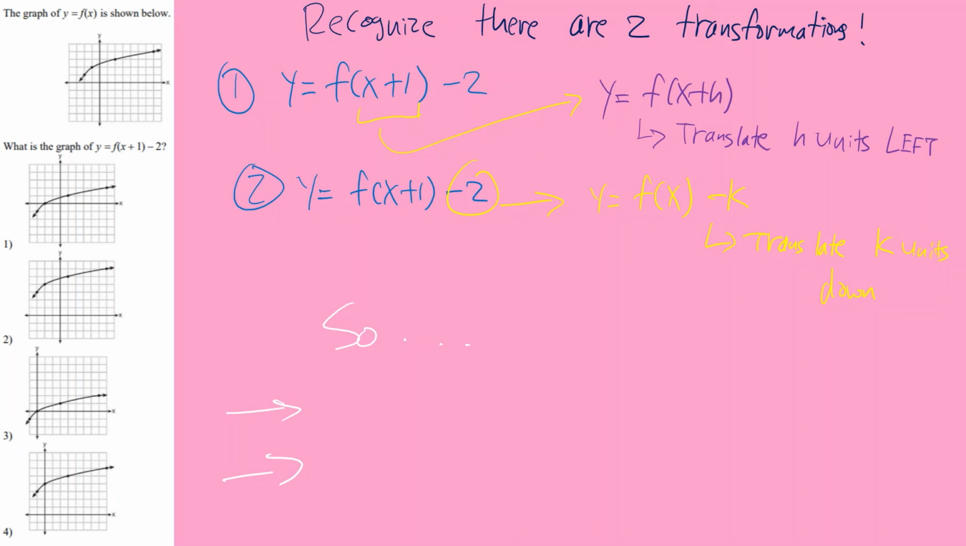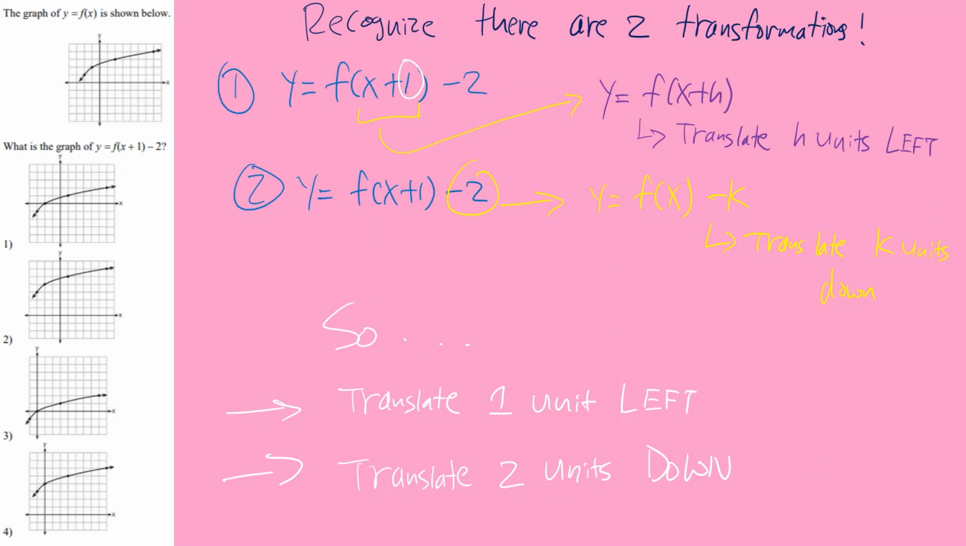In order to solve this, we must recognize that there are 2 transformations. One is translating 1 unit left, as we can see from here. Another is translate 2 units down.